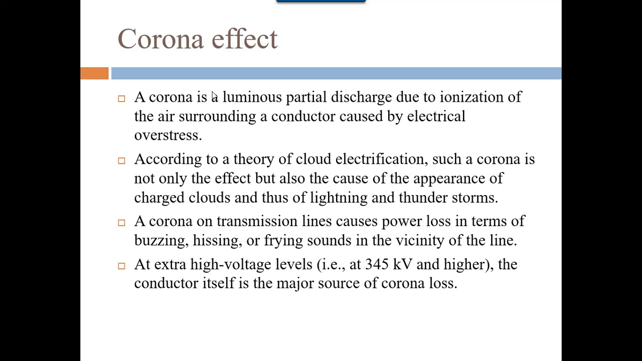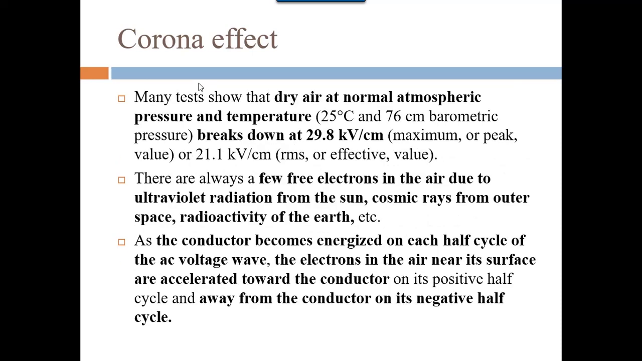At a high voltage level, that is 345 kV or higher, the conductor itself is a major cause of the corona effect. So when high voltage is transmitted in a transmission line, then the field around the conductor is ionized, and this ionization appears in the form of a light, and this light is basically the corona effect.